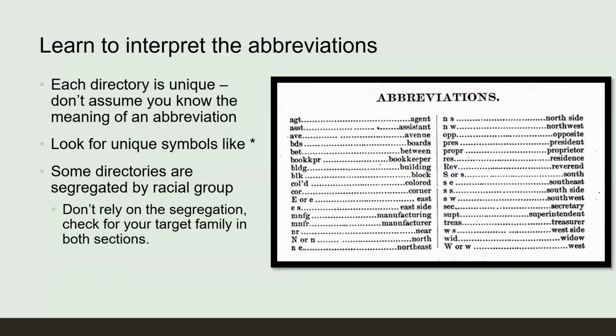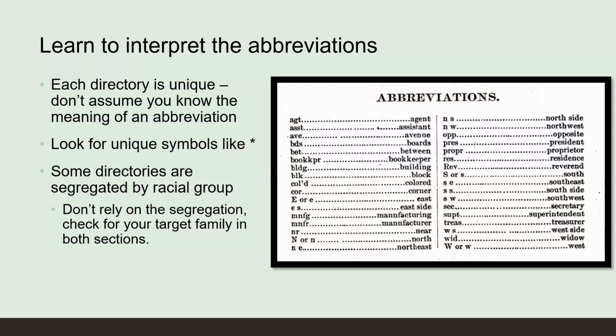Oftentimes, in cities in the South, the directories will be actually physically segregated. So there will be a section for the white families and a section for the people of color. So don't be afraid to look for that. Often in northern cities, you are going to see a C next to somebody's name or an abbreviation that says colored to help you identify people of color from people that are white. So oftentimes we want to go looking for that, but don't take that as gospel.